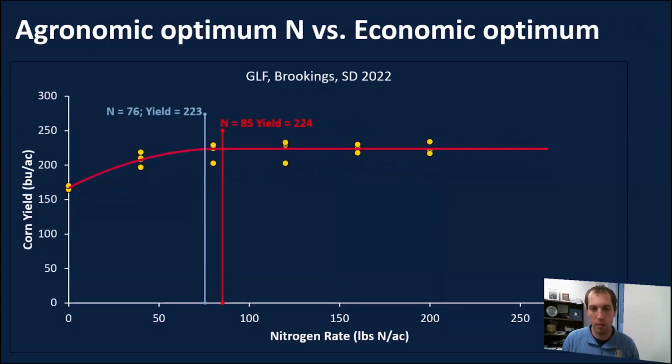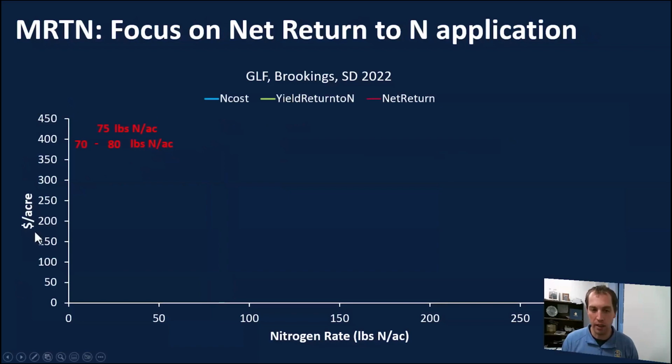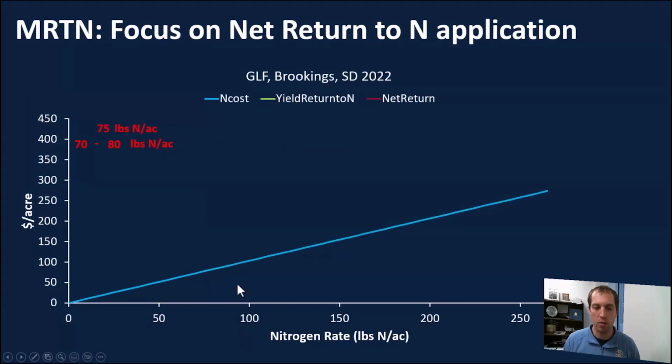If we want to look at this example, we're going to stick with this Brookings field and change it a little bit. Instead of looking at corn yield on the y-axis, we're actually going to be looking at dollars per acre. And here we're still looking at nitrogen rate. We're going to have 3 lines show up. This first one is nitrogen cost. As you can imagine, as you apply more nitrogen, just like this blue line goes up, our cost of nitrogen is going to go up.